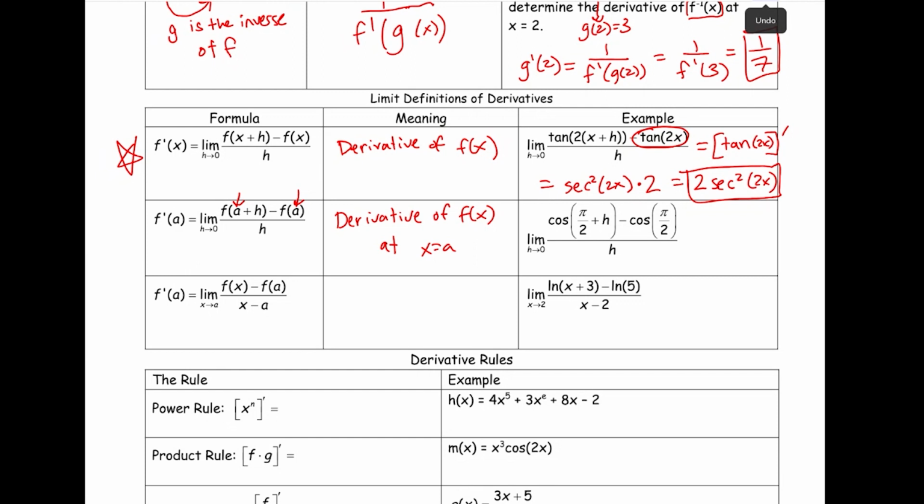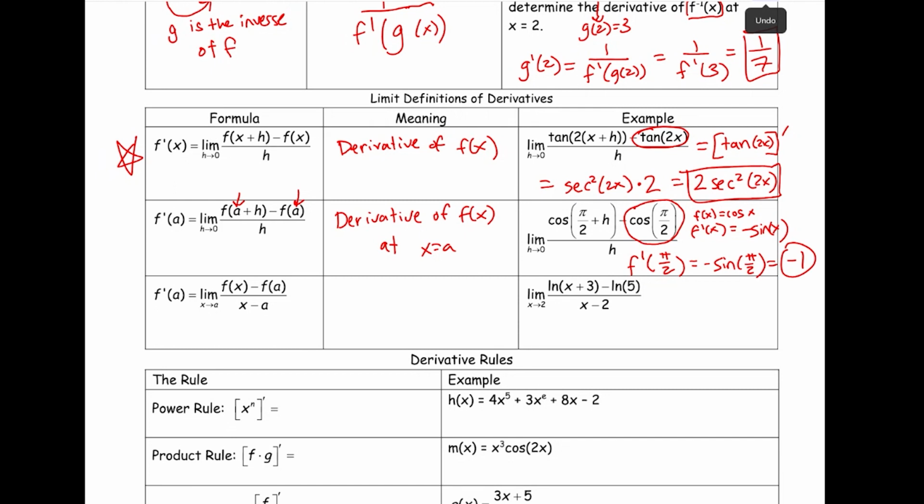So let's first find the derivative of cosine of x. That's like our f of x. Our f of x is cosine x. So our derivative there is negative sine x. So what we're really trying to find is the value of the derivative at pi over 2, which would be negative sine of pi over 2. Sine of pi over 2 is 1, so this thing equals negative 1.